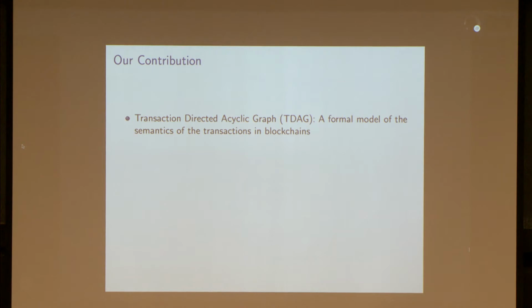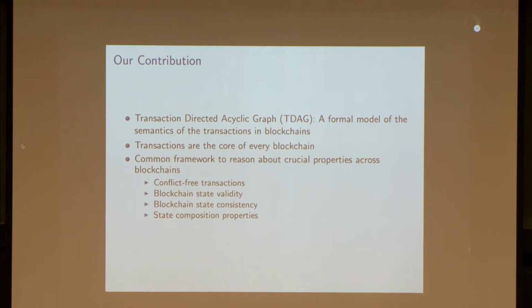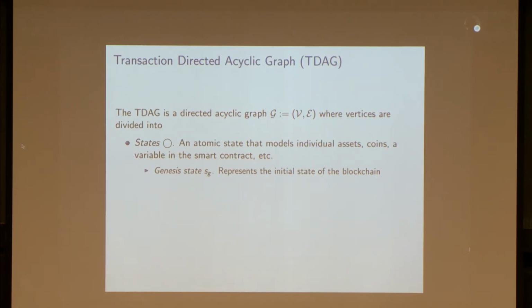So we defined a transaction directed acyclic graph, which is a formal model that allows us to reason about the semantics of the transactions in blockchains. And we see that transactions are really the main core that appears in every blockchain that we have today. As I mentioned, this is a common framework that allows us to reason about the crucial properties across blockchains. As we will see, we can use TDAG to reason about conflict-free transactions, what is the validity of the blockchain state, what it means that the blockchain state is consistent, or what are the properties when we do composition of a state. Let me first tell you what our model, our TDAG, looks like.